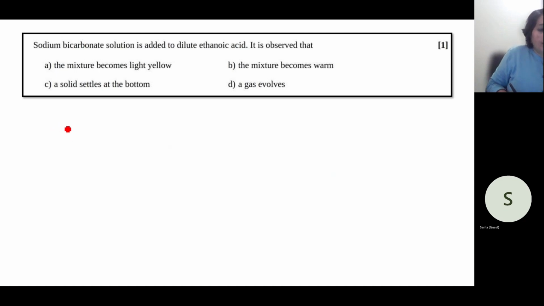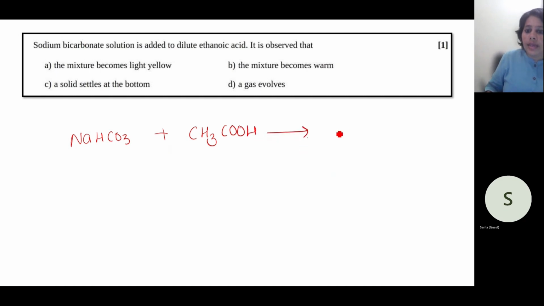So next question, sodium bicarbonate solution is added to dilute ethanoic acid. It is observed that, so sodium bicarbonate NaHCO3 plus CH3COOH. So what will you get? We will get CH3COONa, sodium salt of acetic acid, plus CO2 plus H2O. So which gas is evolved? Carbon dioxide gas is evolved.